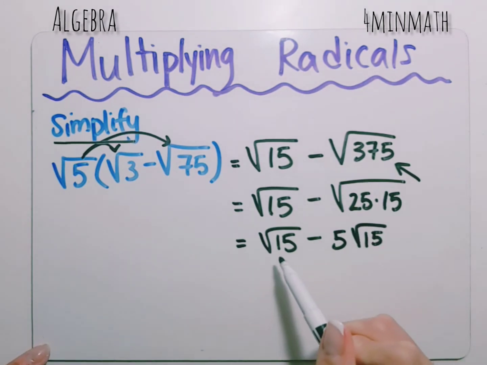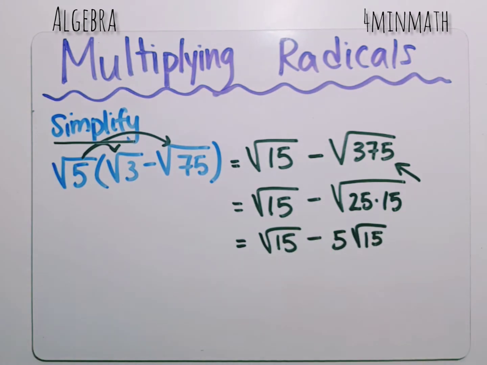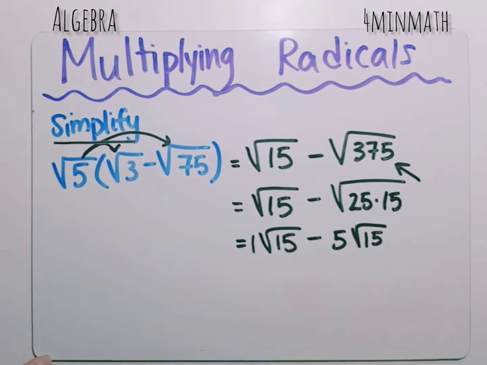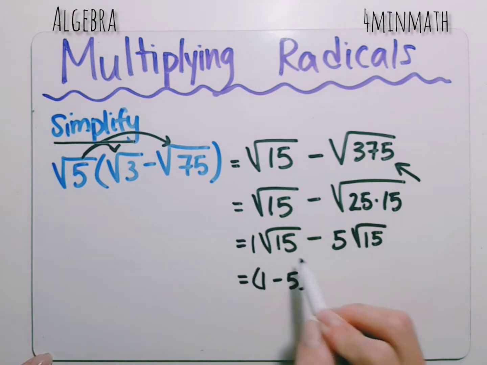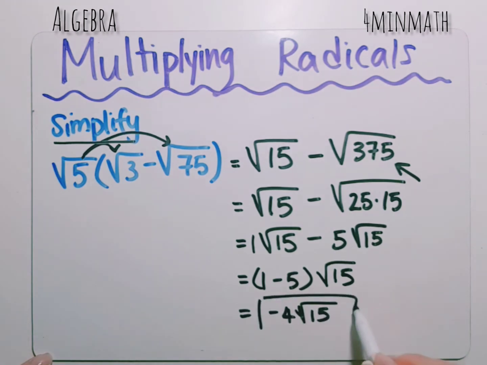Your goal here is to simplify, which means I need to figure out a way to make these two like terms, basically, like radicals. So there is a 1 in the front. Make sure you remember that. So we have 1 minus 5, and then the square root of 15 stays. So -4 square root of 15 is my final answer for this question.